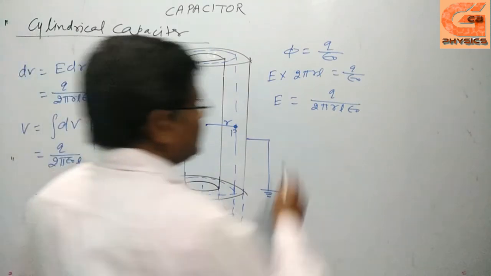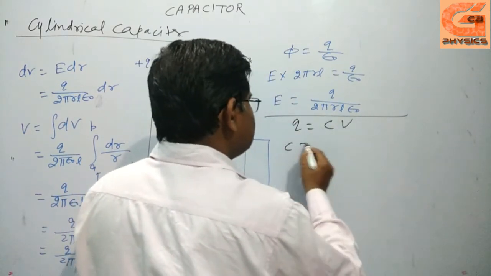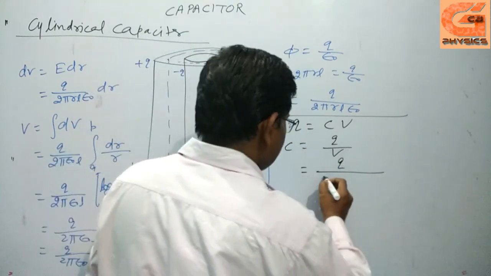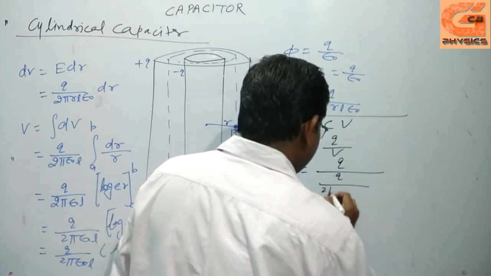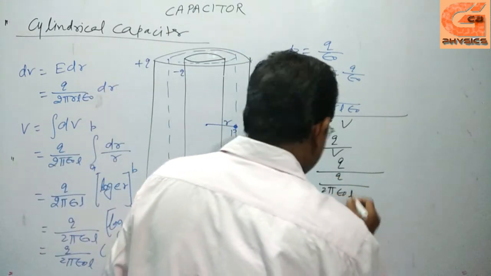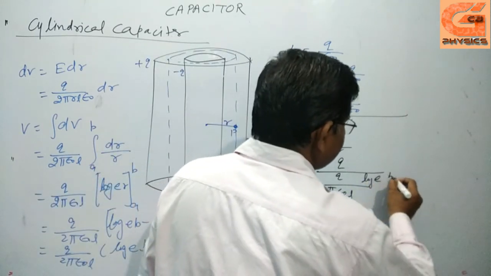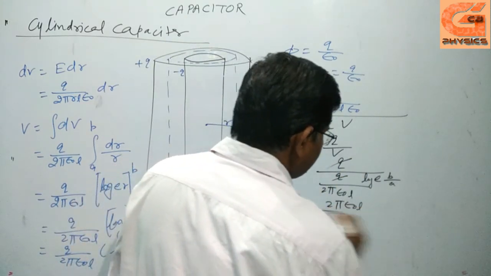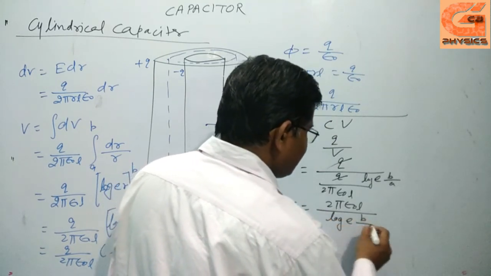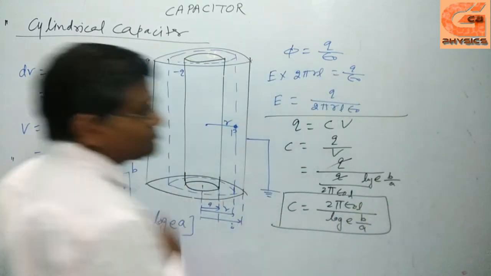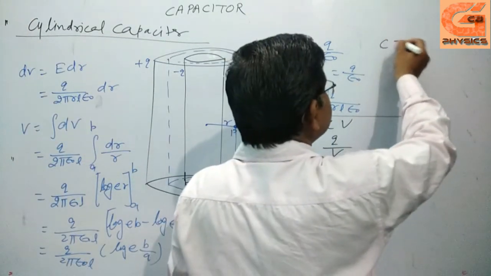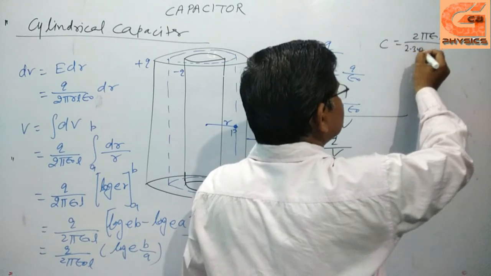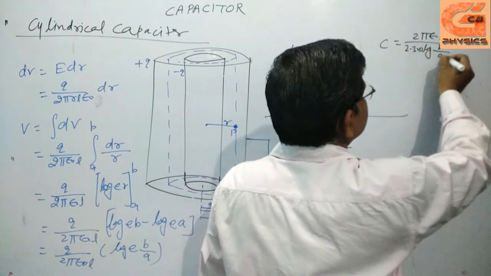And now, as you know, the relation Q equal to CV, then C equal to Q by V, where V is Q by 2 pi epsilon naught L and log e B by A. Q and Q cancel out, then C is equal to 2 pi epsilon naught L by log e B by A. This is the value. And you may convert to log 10, then C equal to 2 pi epsilon naught L upon 2.303 log B by A. You can write it.